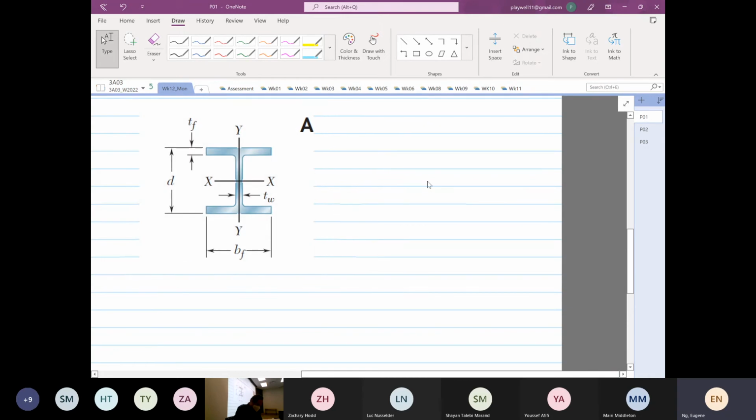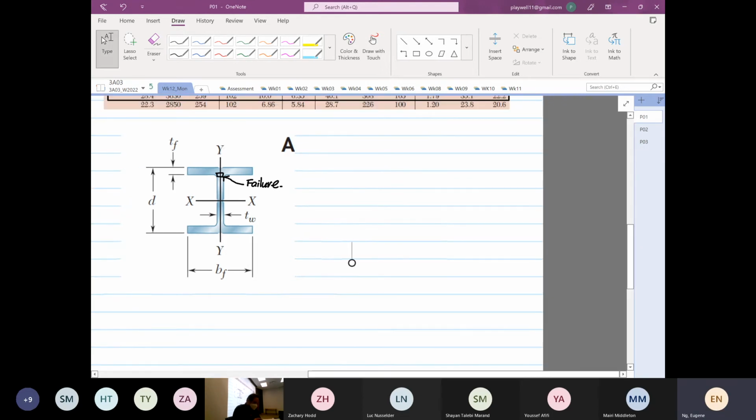Before I carry on, I'd like to emphasize, if we look at the cross-sectional area, we know that failure will occur at the intersection of the web and the flange. That's where failure will occur. So we have to employ two equations. The first equation is normal stress in the x direction is equal to My over Iyy multiplied by z.